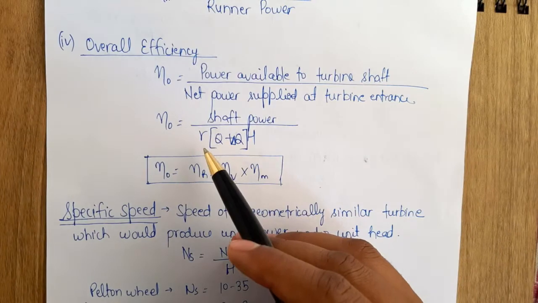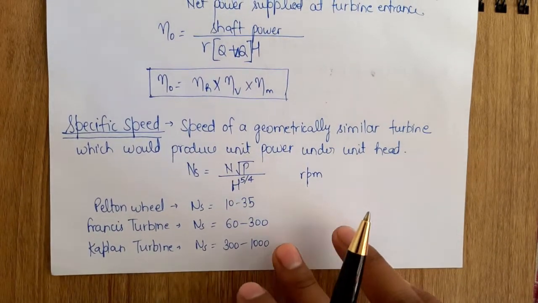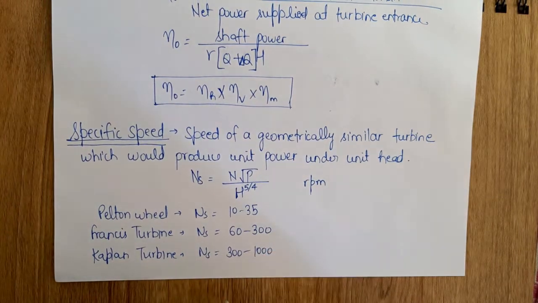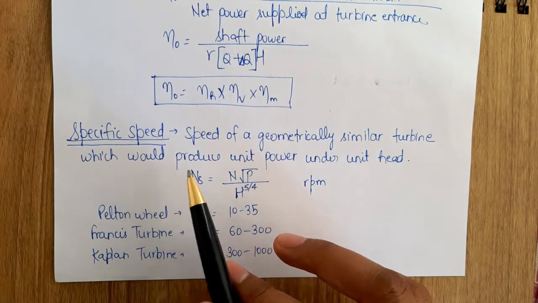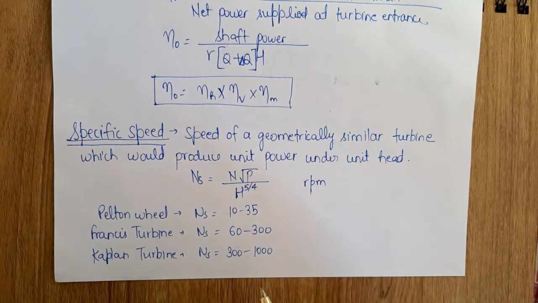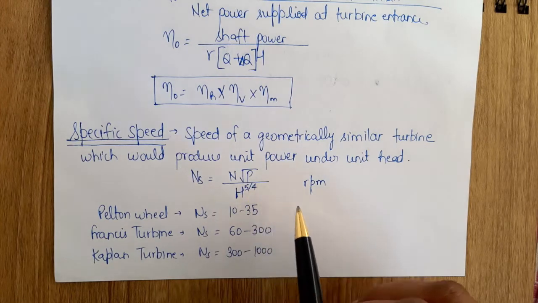That is shaft power upon gamma (Q plus delta Q) into H. Now specific speed is a very important term. Specific speed is the speed of a geometrically similar turbine which would produce unit power under unit head. So Ns can be represented as N root P upon H raised to the 5 by 4, in RPM.